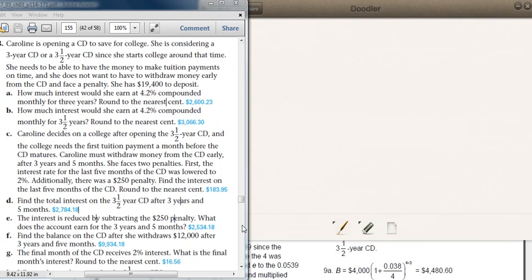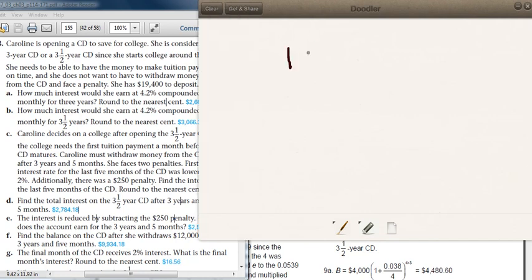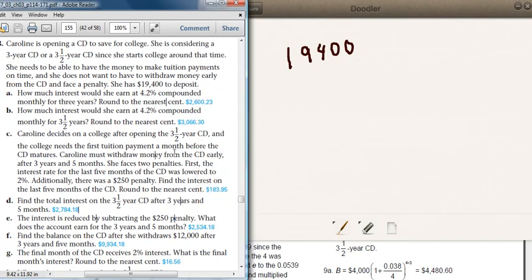All right, let's look at part F. It says find the balance on the CD after she withdraws $12,000 after 3 years and 5 months. Well, let's think about it. The original principal to start off with was $19,400. Okay, how much interest did we earn after 3 years and 5 months?